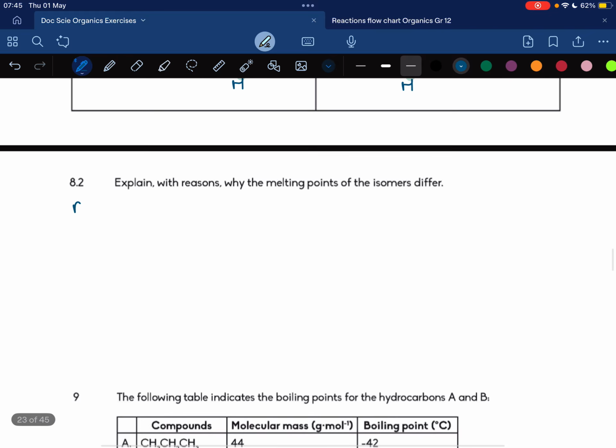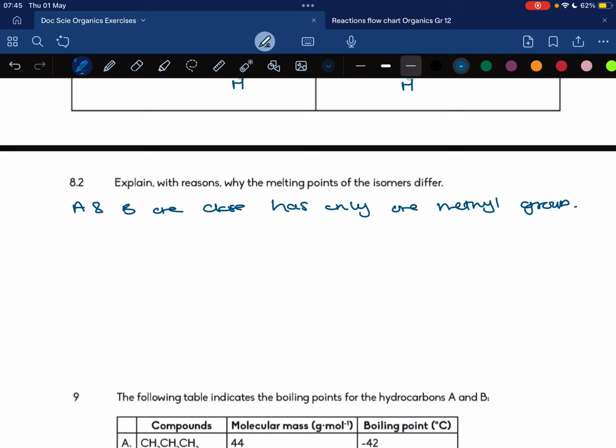So A and B are close as they only have one methyl group. We can see that it causes the London forces to not be exactly the same, because of the position of the methyl group.